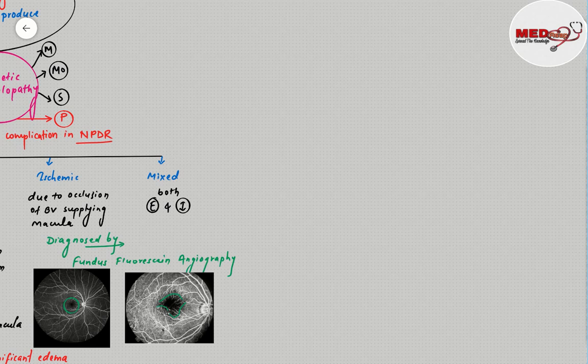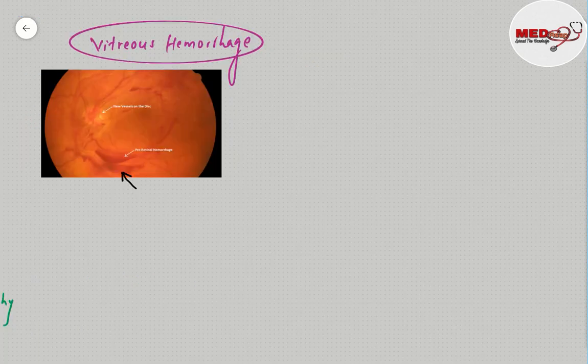Complications of the proliferative stage are the result of the neovascularization. These new vessels are very fragile and they may rupture, causing the vitreous hemorrhage. If these new vessels rupture between the vitreous and retina, it is called pre-retinal hemorrhage.